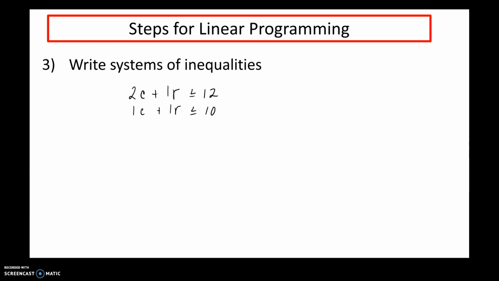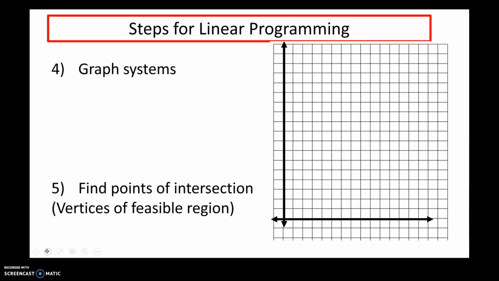And then you do need to include these next pieces. The amount of rugs that I make have to be positive. So you need to put that information. So R has to be greater than or equal to 0. C has to be greater than or equal to 0. So this is the system that we are then going to graph. Okay, so I have 2C plus R is less than or equal to.